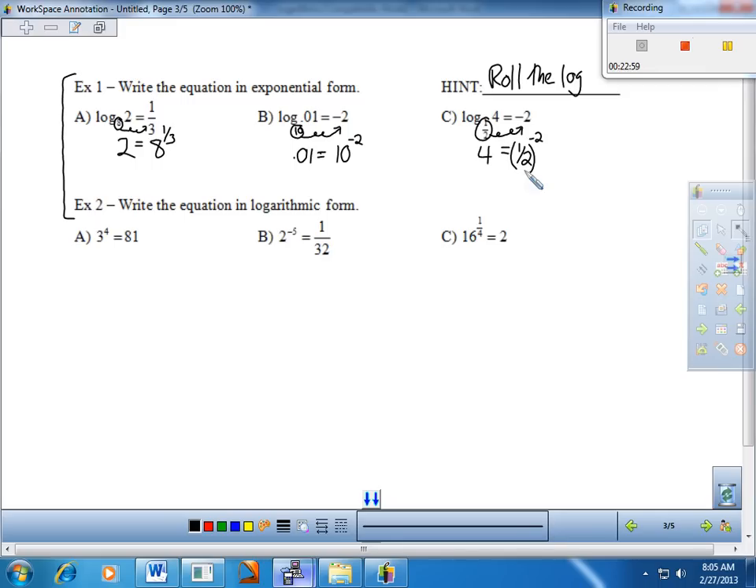All right, let's go get example 2 and reverse it. So example 2 now says write the equation in logarithmic form. So notice A, B, and C. I have 3 equations in exponential form. All 3 are legitimate. What I want to do is write the equivalent statement in its opposite operation. So here's what I'm going to do. You always circle the base. That's the key. Always circle the base.